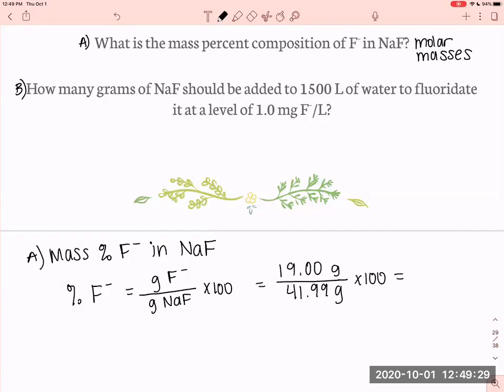It's going to give us a mass percent of 45.25% fluoride. And I'm just doing 2 digits after the decimal here to be safe. Okay, so that's the answer to this first part, 45.25% fluoride. If you've got any questions, please text me.